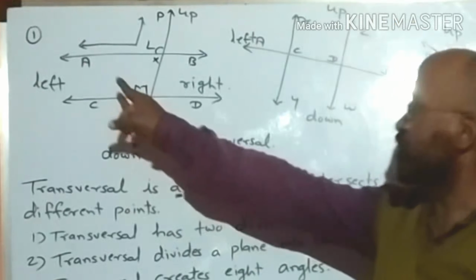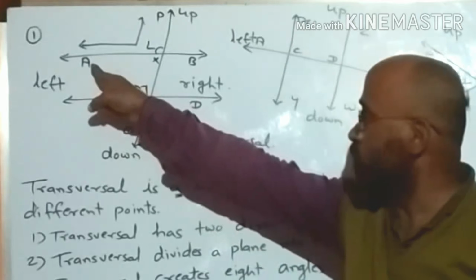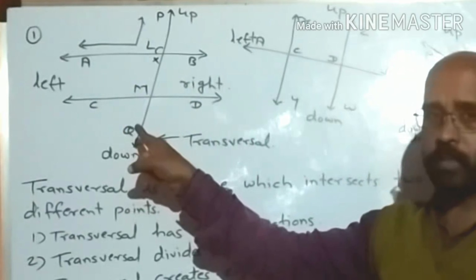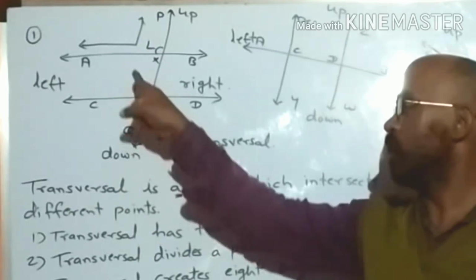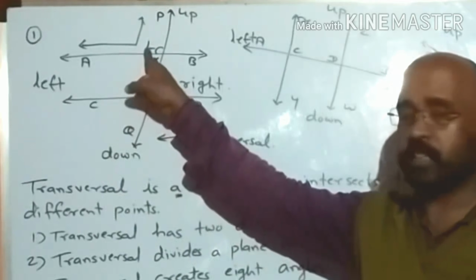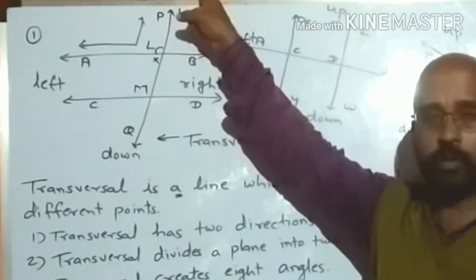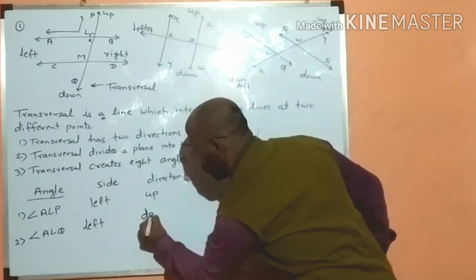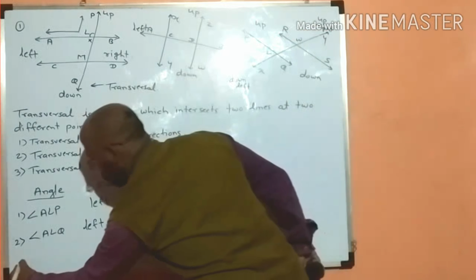Let us see direction on the transversal. ALQ has two arms. One is AL, second one is LQ. So which arm is part of transversal? AL or LQ? LQ. And what's its direction of LQ on the transversal? What is the direction of LQ on PQ? That is down. So direction is down. Got it, students?